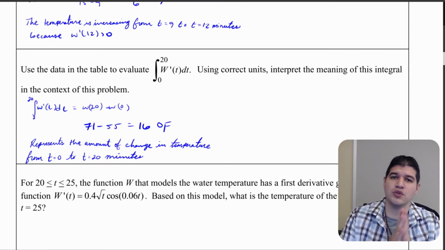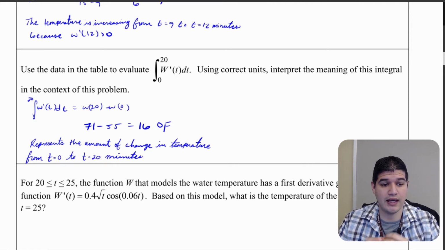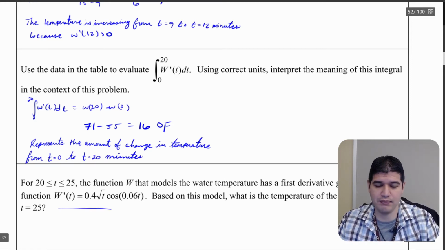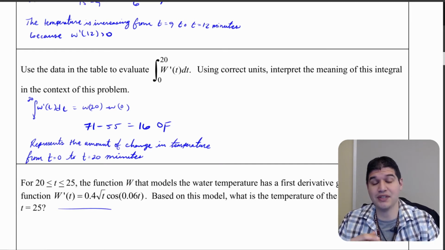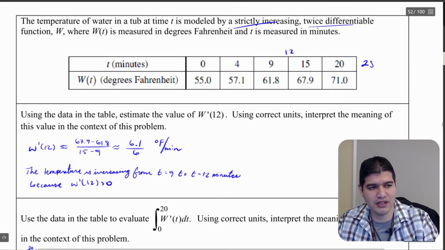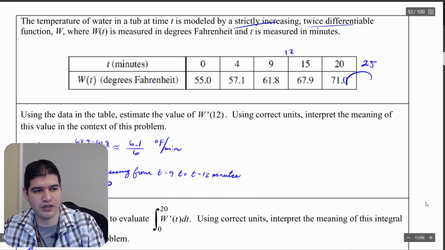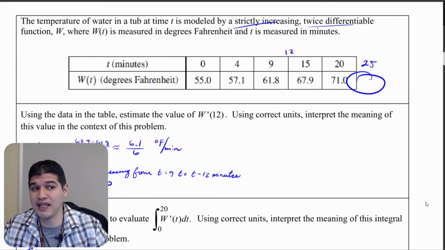All right, so for the 20 to 25 minutes part, we know that the function W has a first derivative given by this function W prime of t. We want to know what is the temperature of the water at time t equals 25. So here's what's happening: I don't have any information for this at 25. And so I'm going to have to use some of the information given to me in order to figure that out.